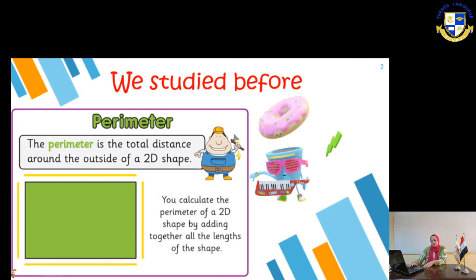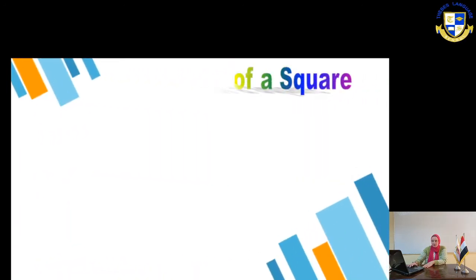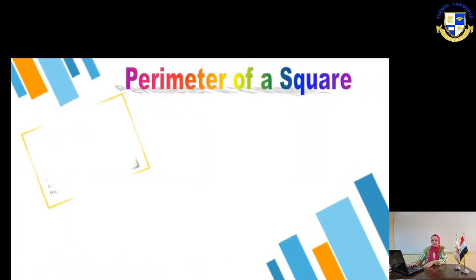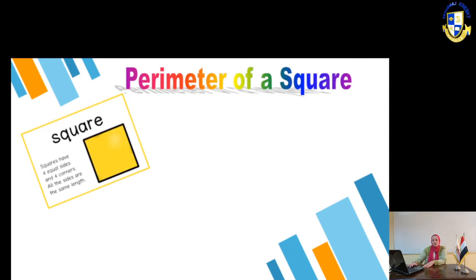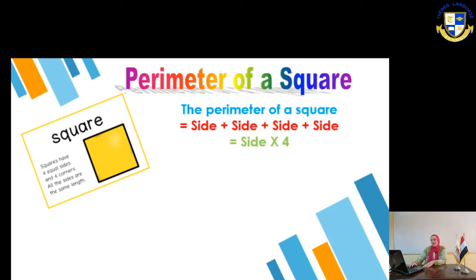In the next page, perimeter of a square. Okay, remember that squares have 4 equal sides and 4 corners. All the sides are the same length. Okay? The perimeter of a square will be side plus side plus side plus side. Instead of making 4 sides plus, we are going to make side times 4. So the rule of the perimeter of a square will be side times 4.